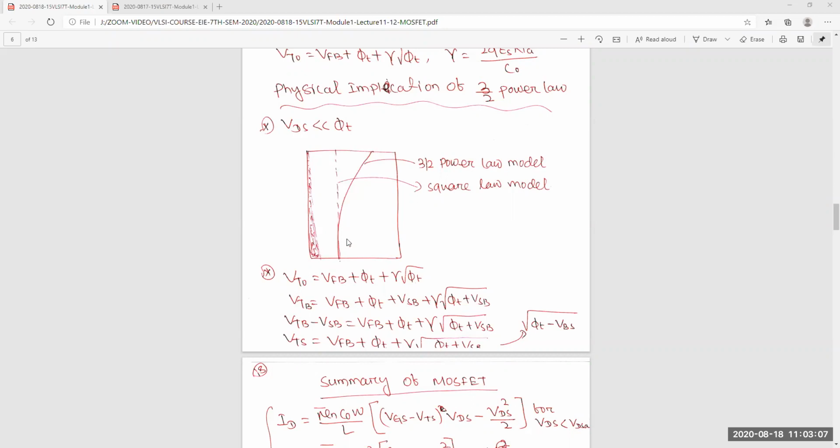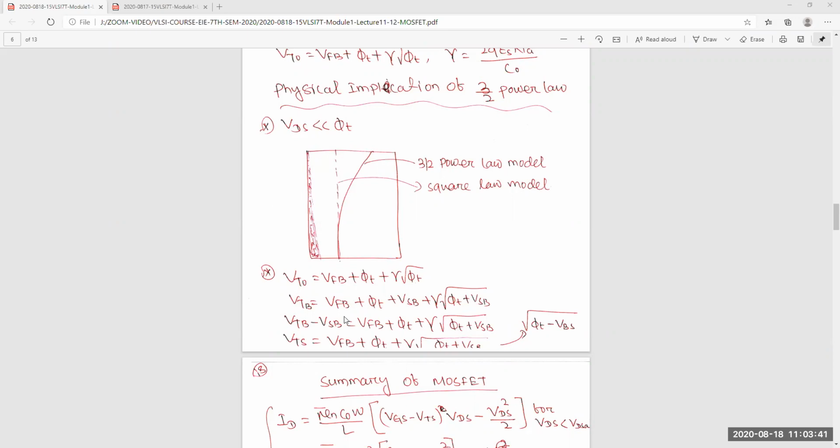Yes or no? This region. Yes, sir. So that current will be less. But what we are doing in square law, we are approximating that. Approximating means the depletion region we are trying to make constant everywhere. So if you make this constant, that means the surface charge, the inversion charge, will be more here.